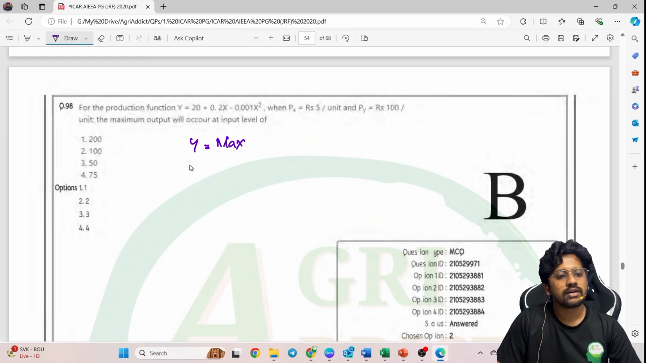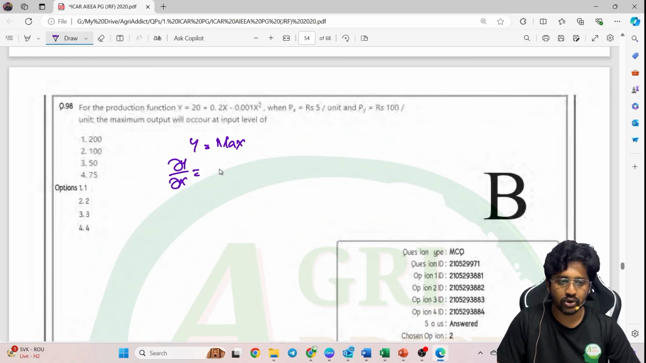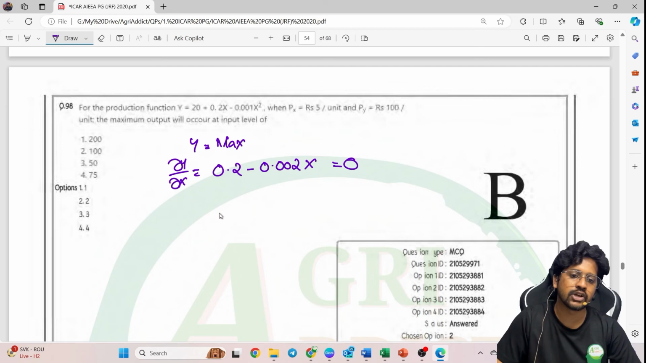So what we have to do is differentiate y with respect to x. Therefore dou y divided by dou x should be differentiated and equated with 0, right? The first differential will be going like this: 0.2 minus 0.002x. This is the first differential of y, which has to be equated with 0.